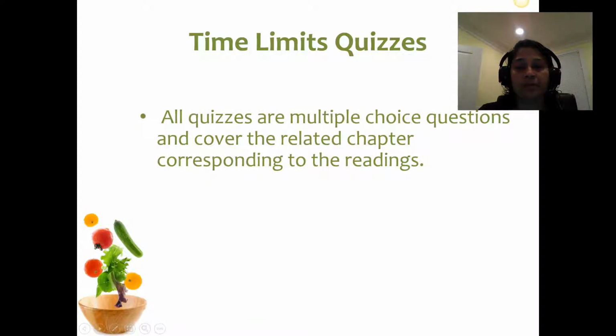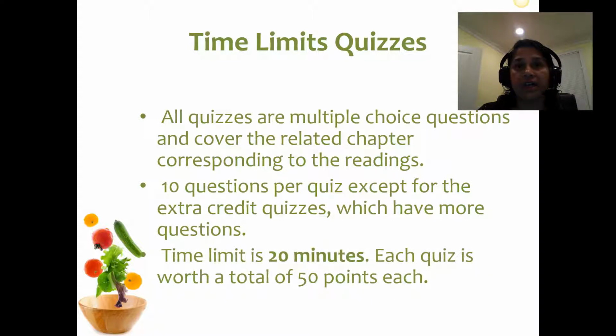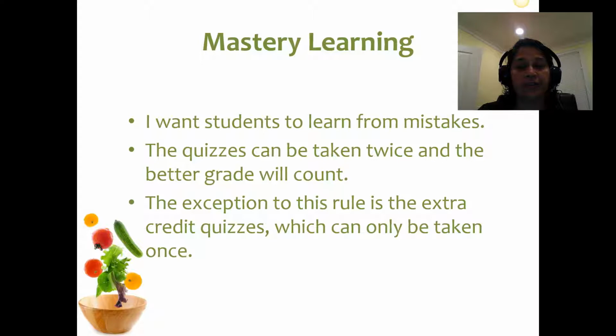All quizzes are multiple choice questions and cover related chapters corresponding to the reading. There are 10 questions per quiz, except for the extra credit quizzes, which have more questions. There's a time limit of 20 minutes for each quiz, and they're worth 50 points. Now, I want students to learn from their mistakes, and the quizzes can be taken twice as a result for the better grade to count.